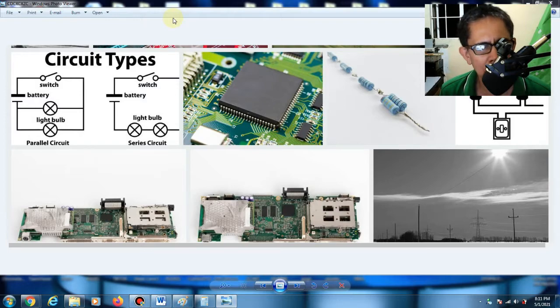So we are going to solve what is the difference between the two circuits. So i-solve natin kung ano nga ba yung series, ano yung parallel.